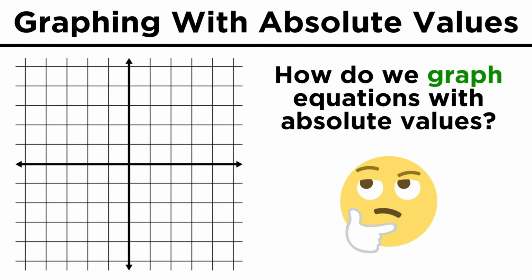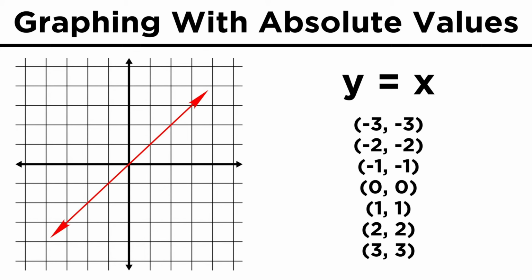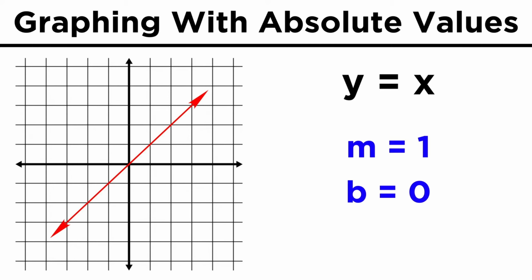The last thing we want to do is look at simple graphs with absolute values. We know that a graph of y equals x will look like this. The x and y values at every single point are equal to one another, and it's just a line with a slope of 1 and a y-intercept of 0.